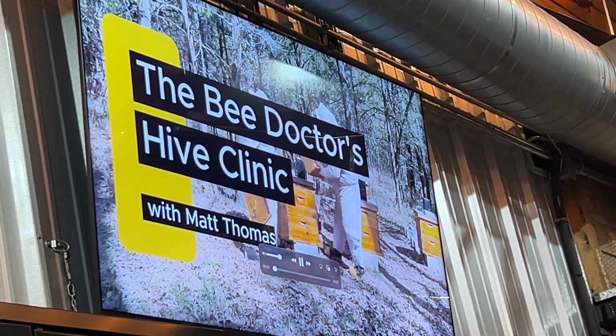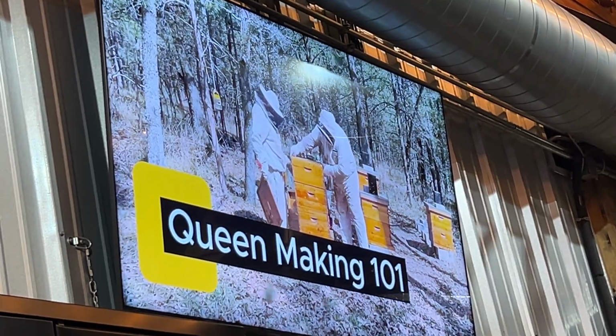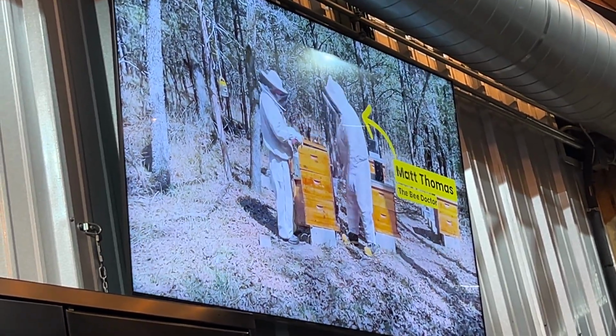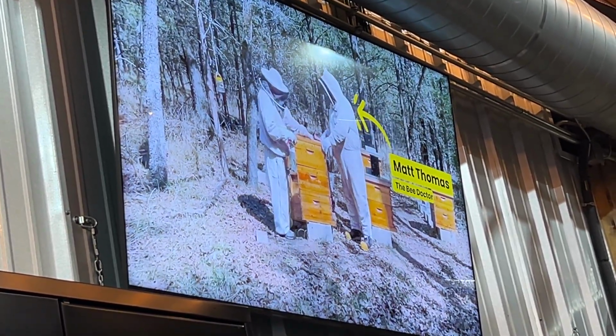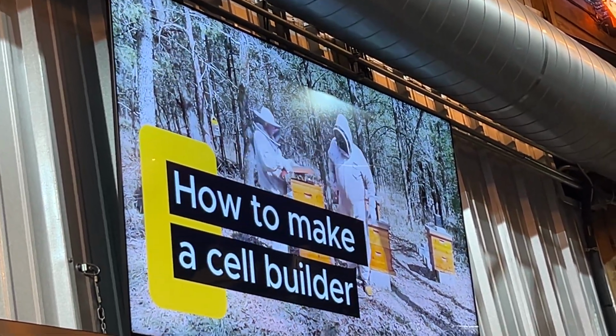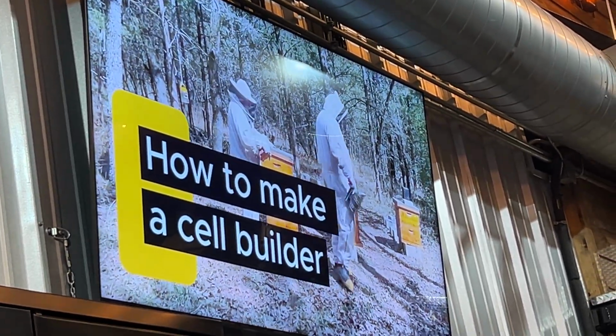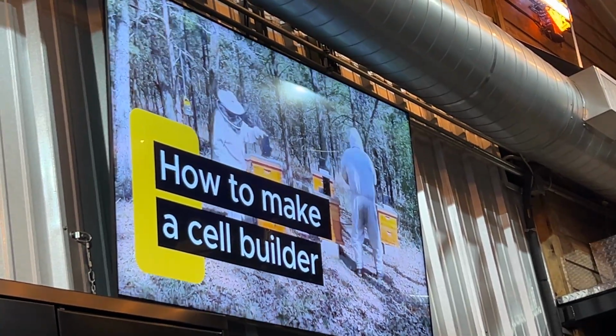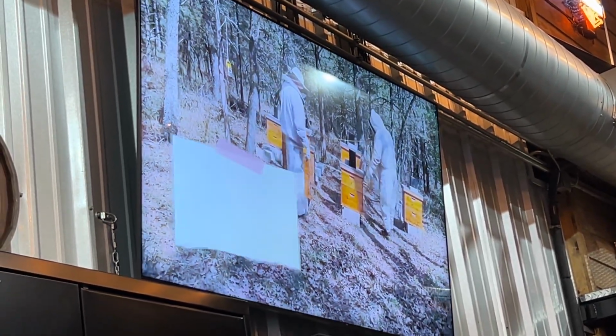Welcome to the bee doctor's Hive clinic. Who you see there, what we're doing at this bee yard is Mike and I are going through these colonies. I'm the one on the left, and he's the one on the right. Checking out young nurse bees from the cell builder so we can raise queens.